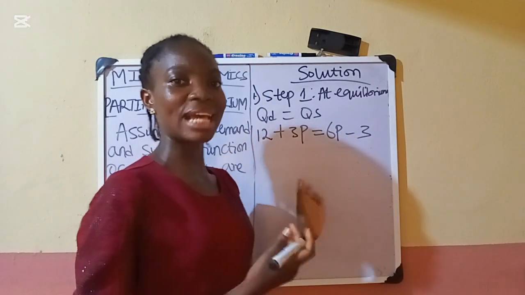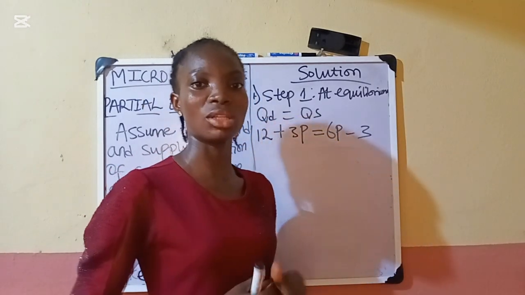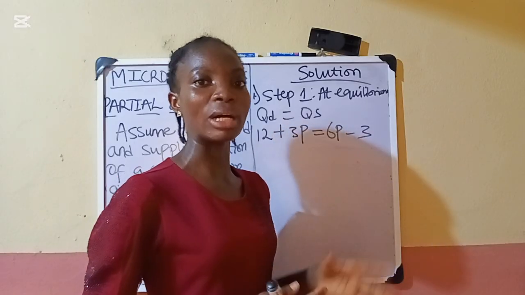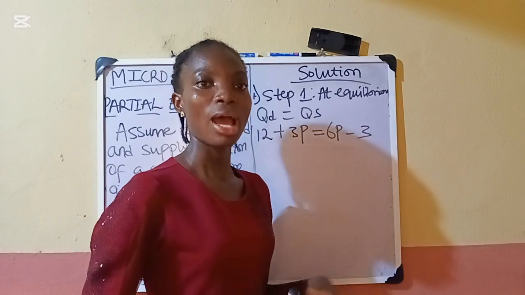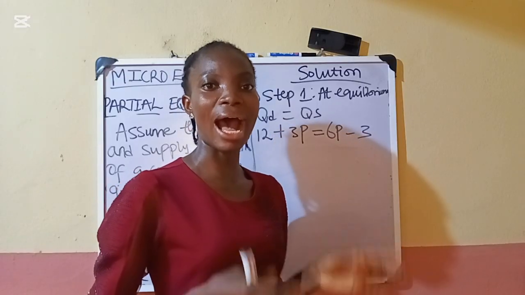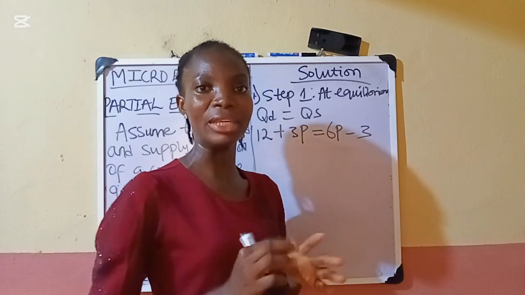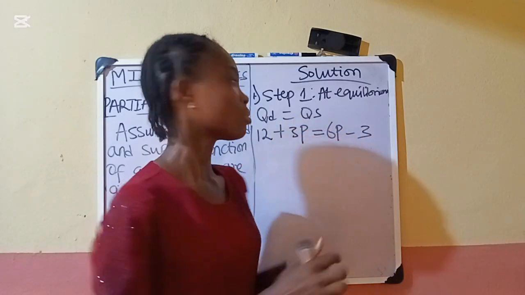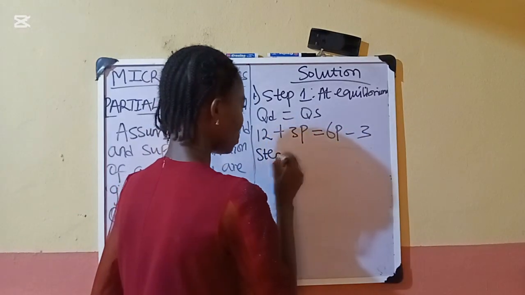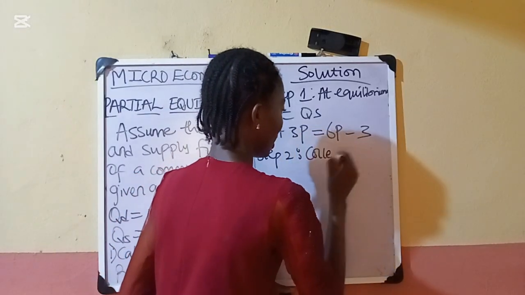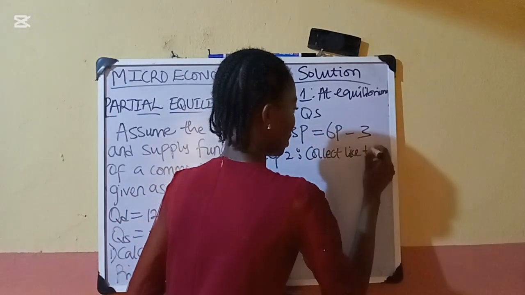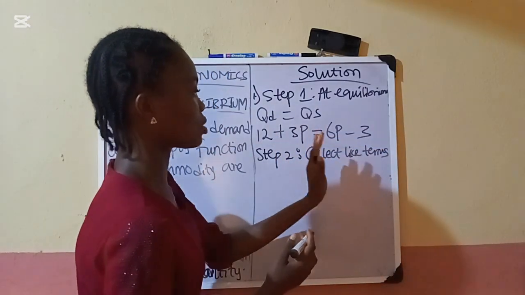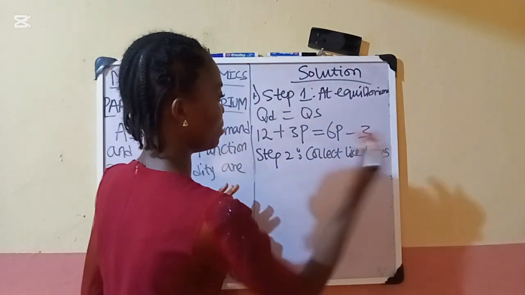Now, we have set our quantity demanded to be equal to our quantity supplied. The next step is to collect like terms. That is, we have to move our constants to one side of the equation and our unknowns to the other. Our unknowns are those numbers that have the letter p attached to them, which we are trying to solve for, the value of that p. So our step 2 is to collect like terms. So collecting like terms, the constants will be at our left hand side and our unknowns at our right hand side.